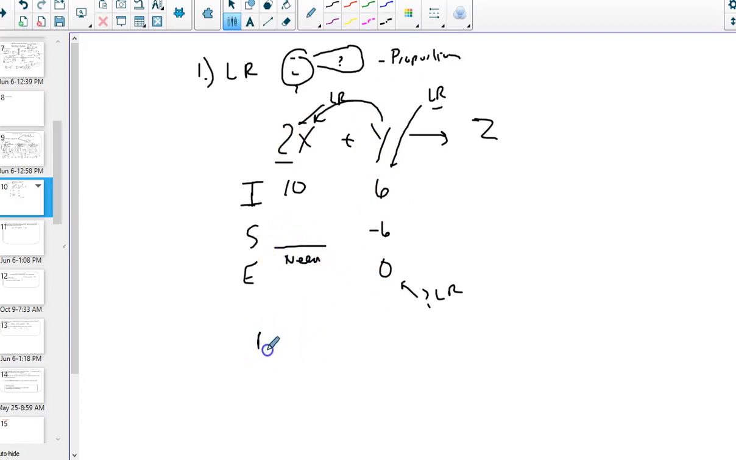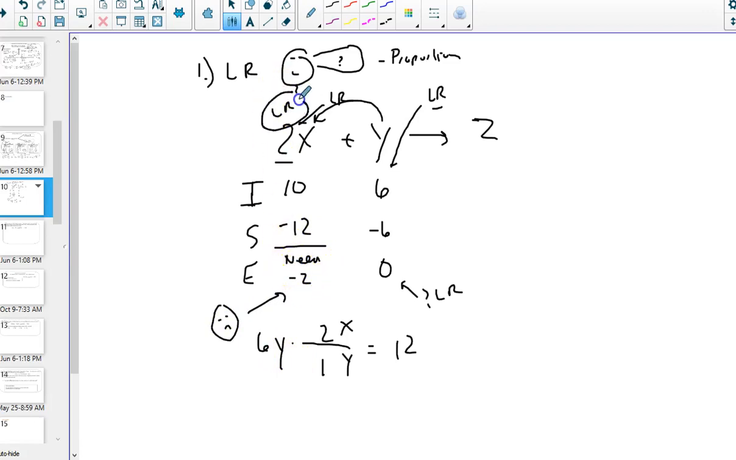Let's do the math. 6 y's, get rid of y, and go to x. And it's a 1 to 2 ratio, which gives me 12. 10 minus 12 is negative 2. And I would say, unfortunately, I picked the wrong one. But I also learned something here. I learned that this is my limiting reactant.